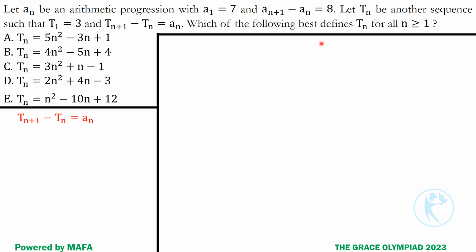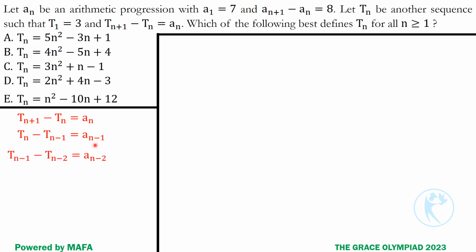So we have been given the sequence a of n and t of n, and we have been given some other information. So let us begin with the information which says that the difference between the n plus 1 term and the n term of t of n is the sequence a of n. Now, having this difference, we can take one step behind. We get t of n minus t of n minus 1 to give us a of n minus 1.